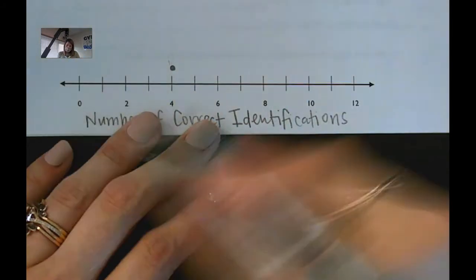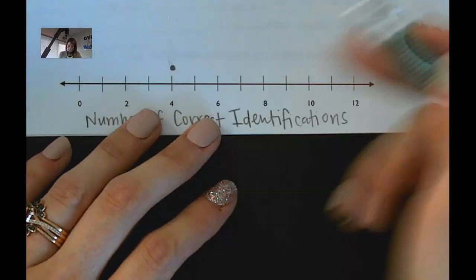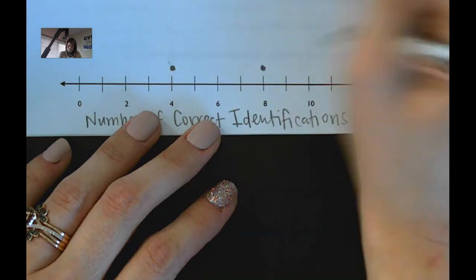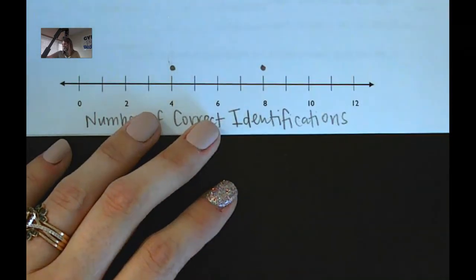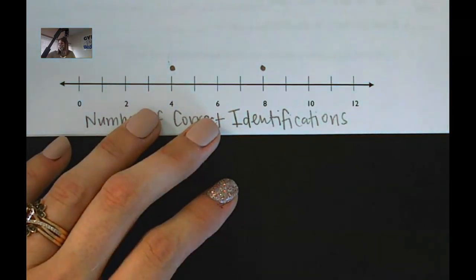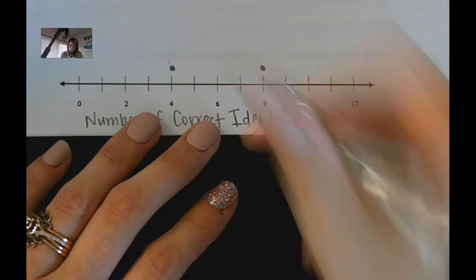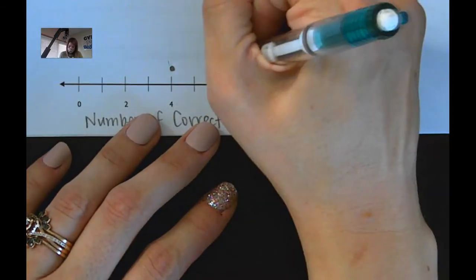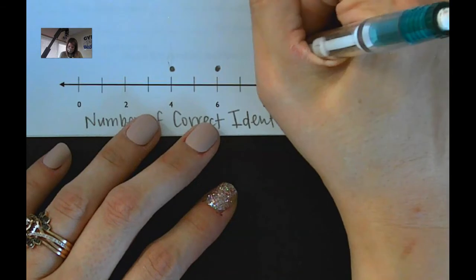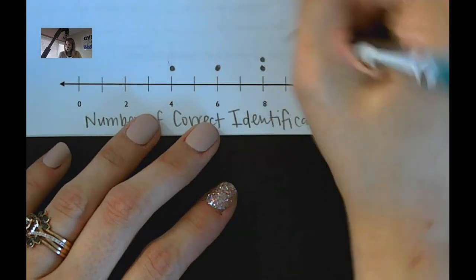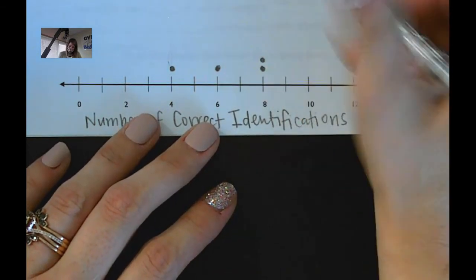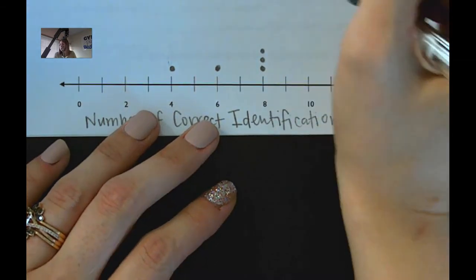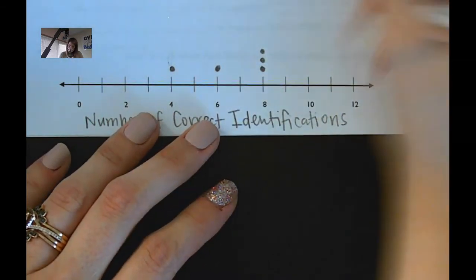Okay, so Cheyenne, how many did you guess right? 8. Okay. Amy, 6. Priscilla, 8. Bryn, 8. Georgia, 8.